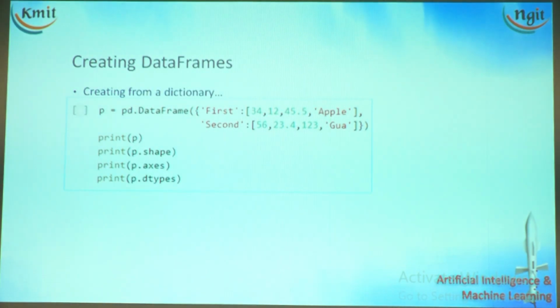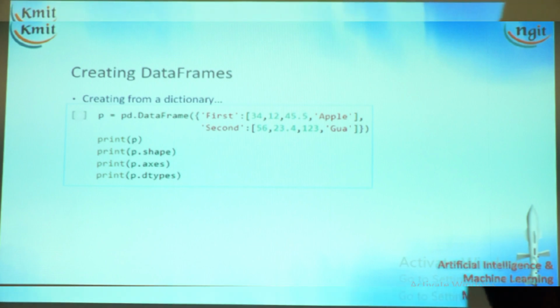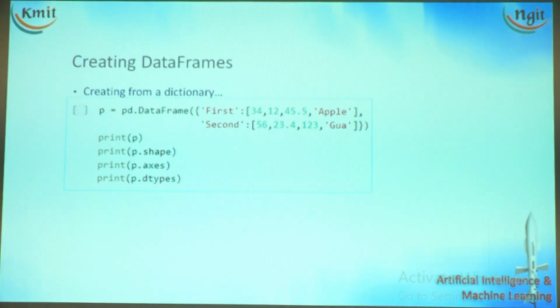Now, on this side, I am creating a data frame out of a dictionary. Why do you use a dictionary, guys? When you have a specific value for a particular key. The key names cannot be duplicated inside a dictionary. So it's similar to creating columns out of it.